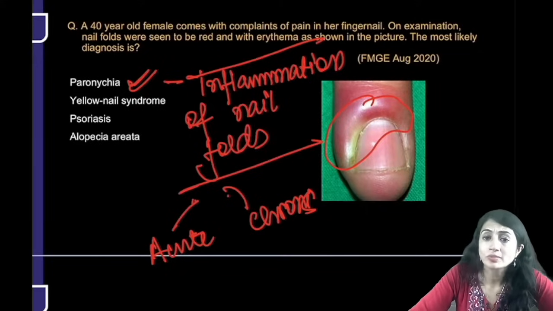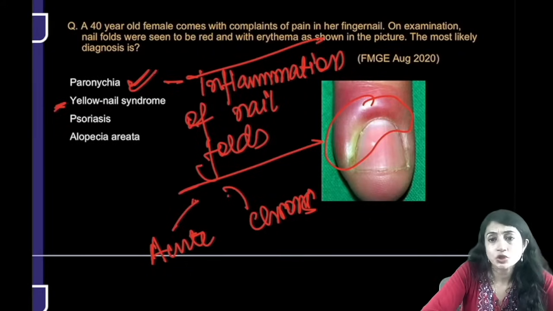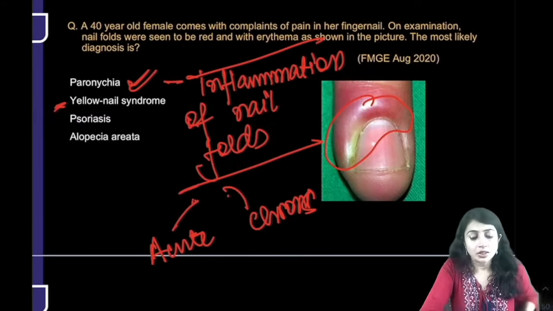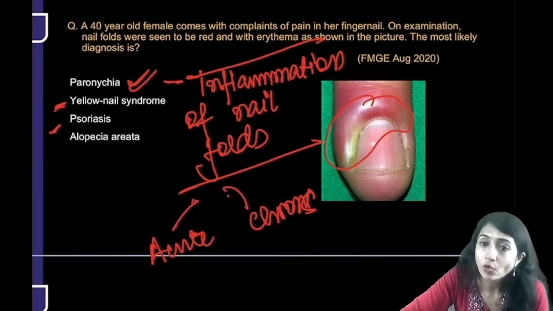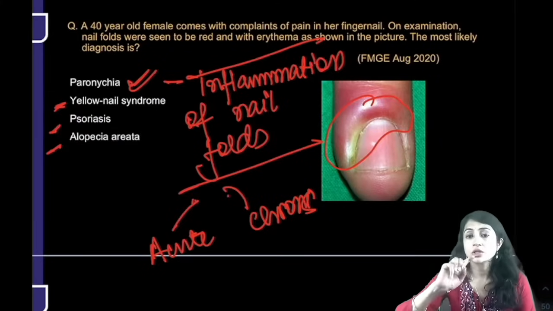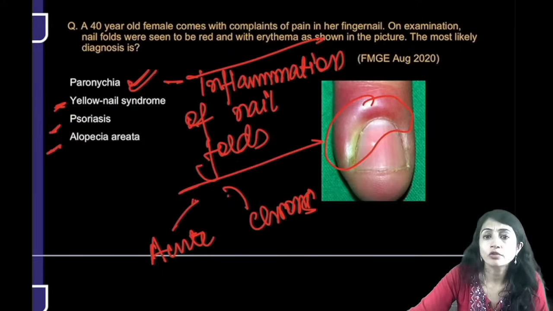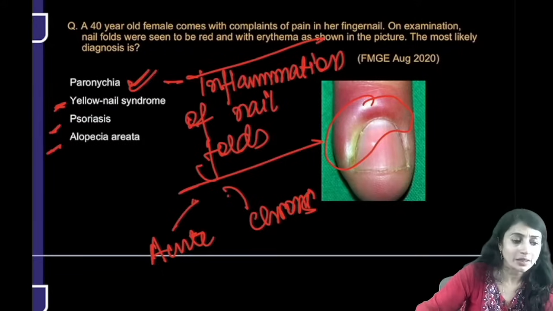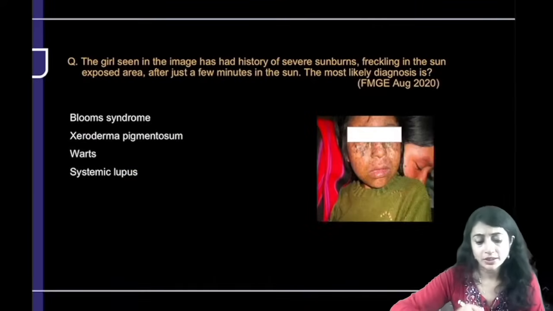Yellow nail syndrome is seen when the nails become yellow. It is painless condition seen with lymphedema. In psoriasis, we have already discussed that we see pitting and we see oil drop sign. In alopecia areata, again we see pitting. So this painful, tender nail folds is a feature of paronychia. Clear? Moving on to the next question.